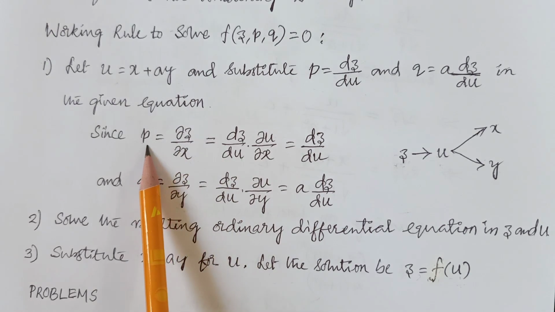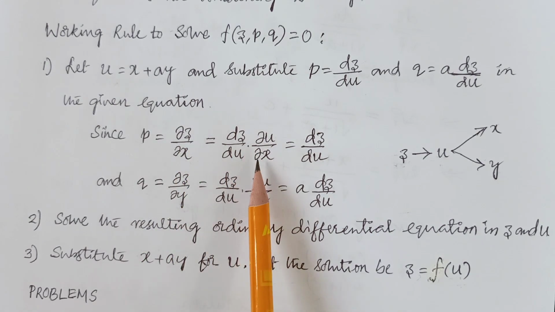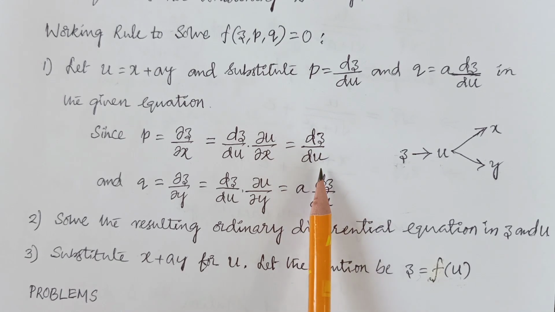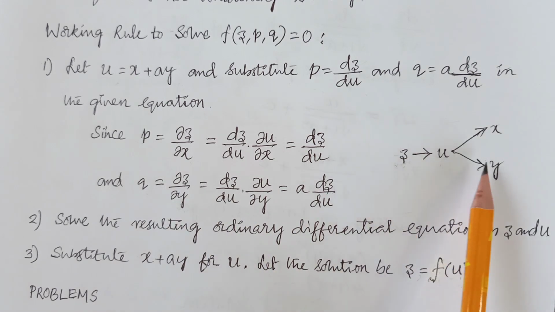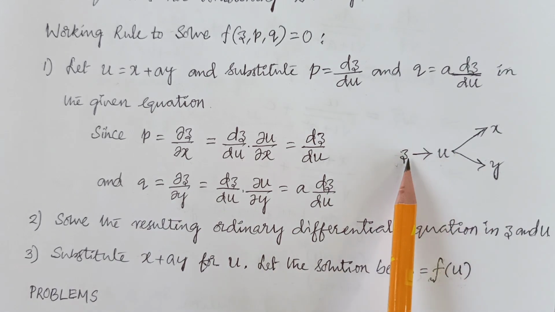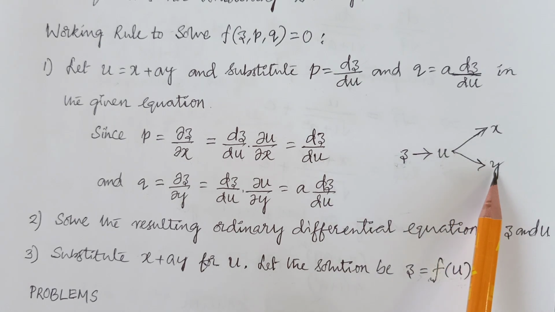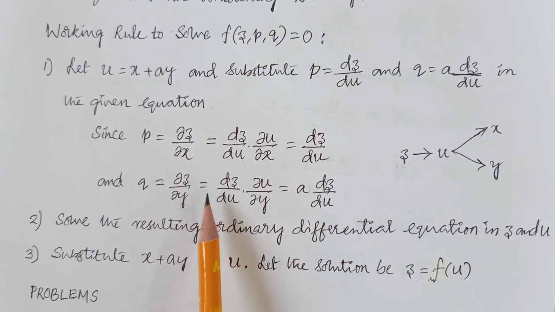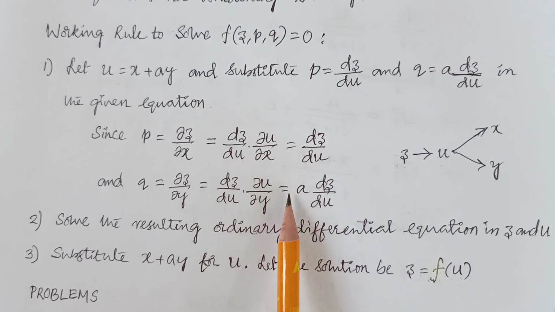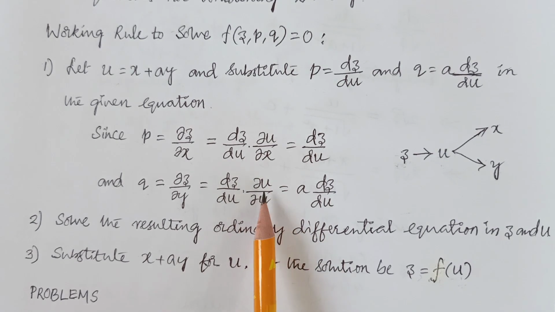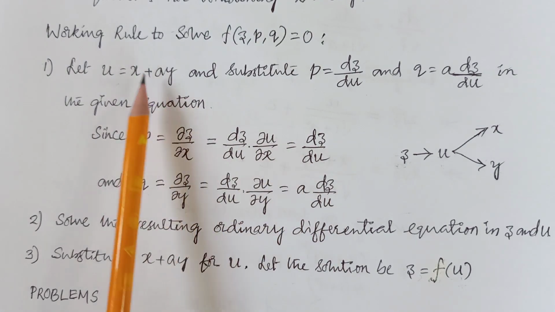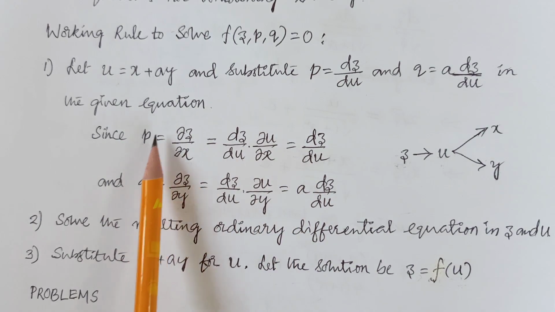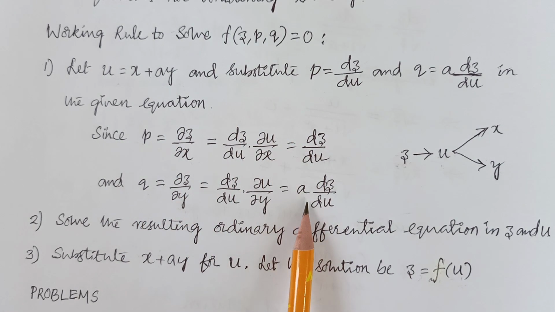Therefore, small p = ∂z/∂x = dz/du into ∂u/∂x = dz/du. And q = ∂z/∂y, so we again go through u: dz/du into ∂u/∂y. What is ∂u/∂y? From u = x + ay, ∂u/∂y is a, and ∂u/∂x is 1. That's why we get p = dz/du and q = a dz/du.